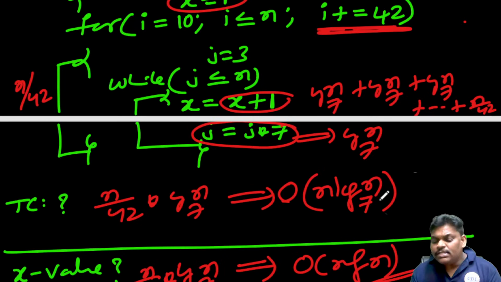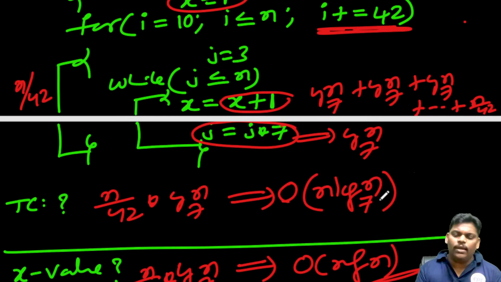In the place of j is equal to j power 7, then log n. i plus 42 means i is equal to i plus 42. i is always incrementing by 42, so the i loop is n by 42. j is always multiplying by 7, so log n base 7. Just follow the basics. Please study the basics.